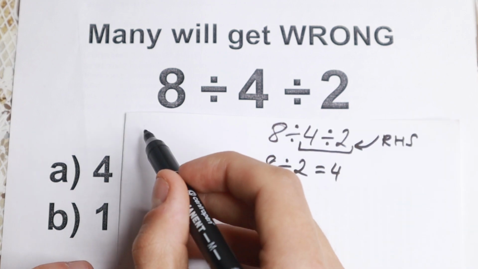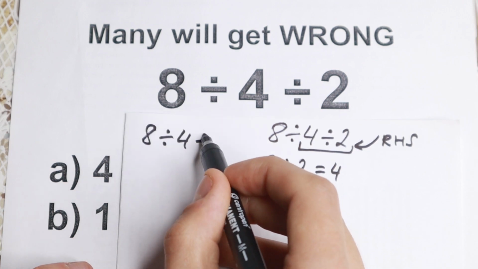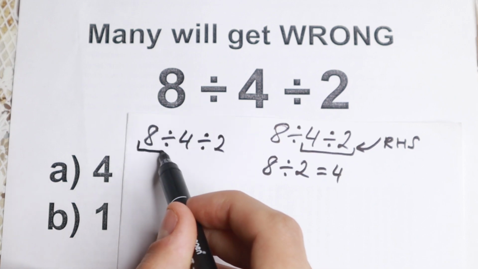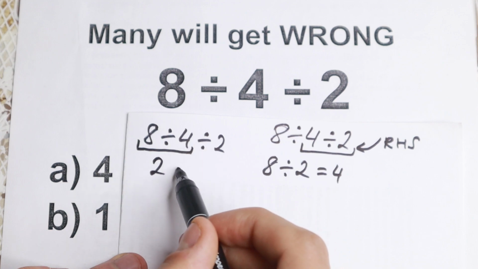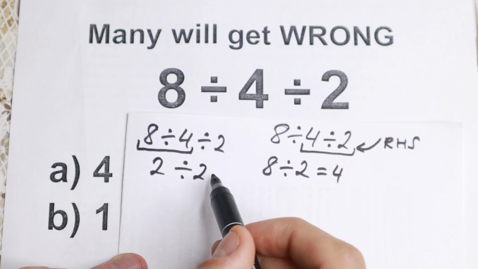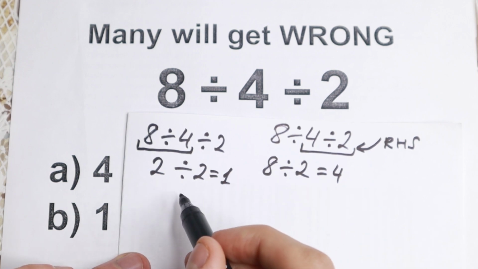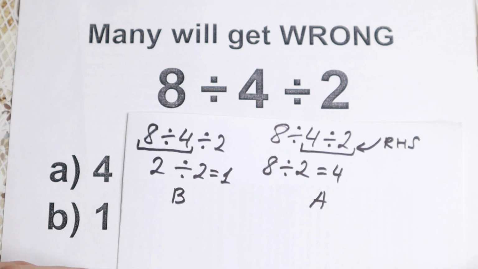But another part of students go like that: 8 divided by 4 and divided by 2. If you divide on the left hand side, you will have 8 divided by 4 equal to 2, and in the end 2 divided by 2 equal to 1. So as you can see, this is option B, and this is option A. But which one is the correct answer?